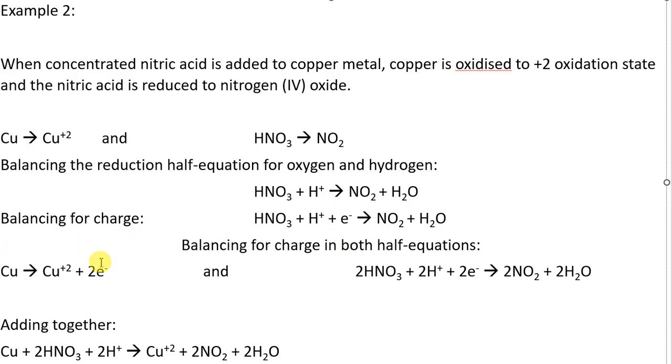For my copper, going to Cu plus 2, easy, 2 electrons produced. For my nitric acid half equation, I need to double everything to accept those 2 electrons. Now it's simply a case of adding everything together, and we've got the complete redox equation.